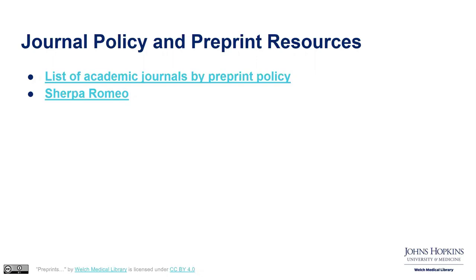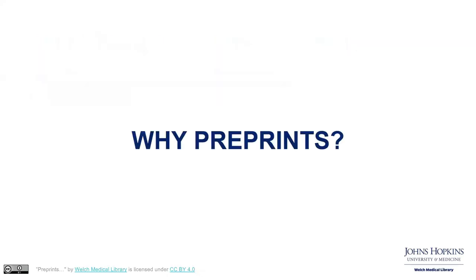And then Sherpa Romeo is also a really good resource for understanding not only your rights to post a preprint, but whether or not you can post and share different versions of your research on other platforms, like the publisher's PDF, the postprint or author's final manuscript, or preprint, on a website, in an institutional repository, on your personal website, and lots of other places. So that's a really good place for that information. It might also include per-journal information about whether the journal has an embargo period for your PDF, and lots of other relevant information about your sharing ability.